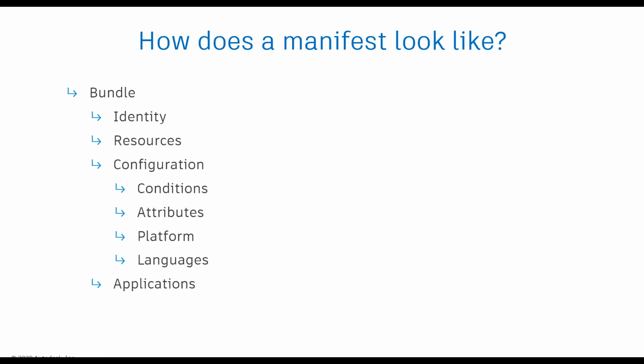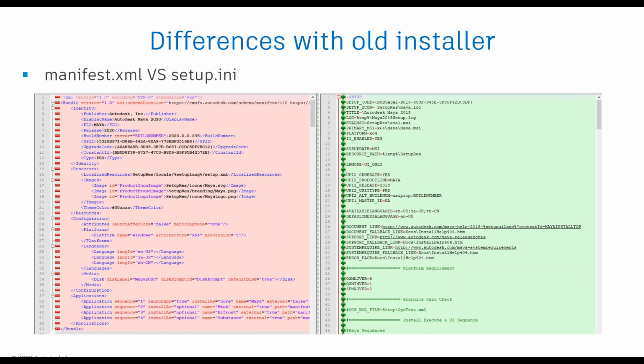So how does a manifest look like? You would see a difference between a manifest and a setup INI, and I can show you more or less how it looks like. The manifest is basically an XML file, and each component is displayed with tags within the XML file.